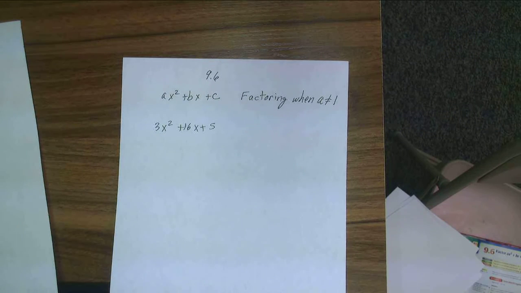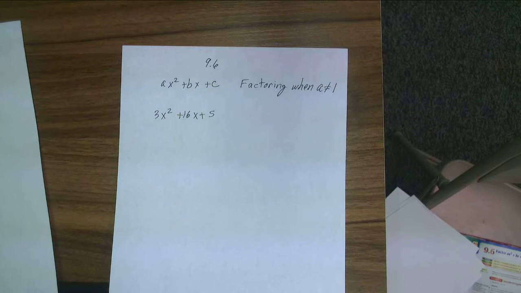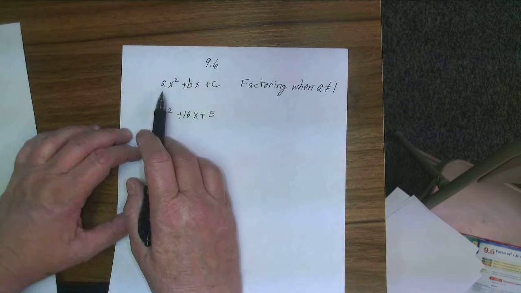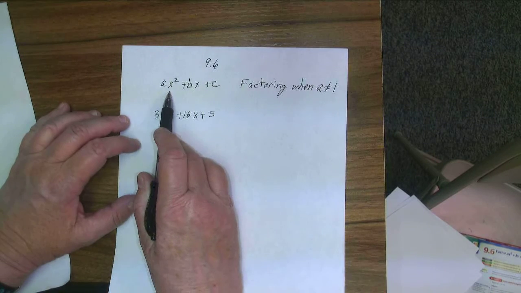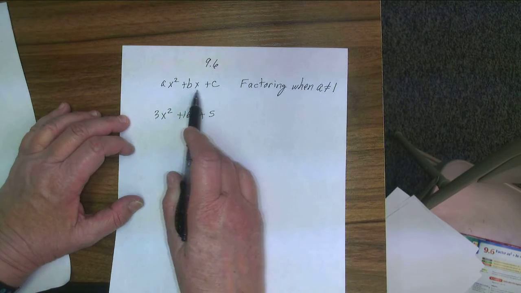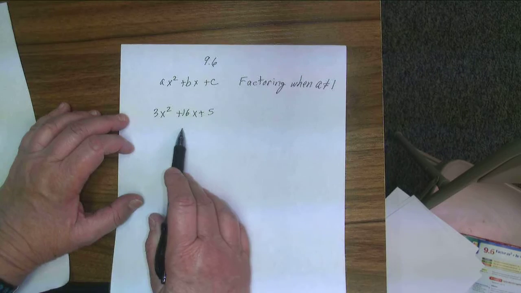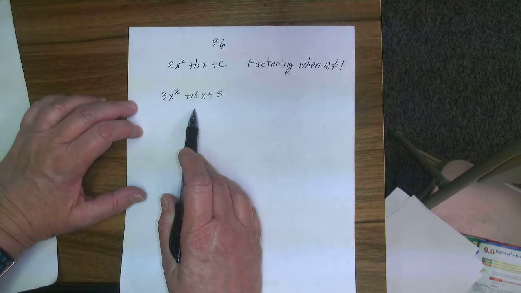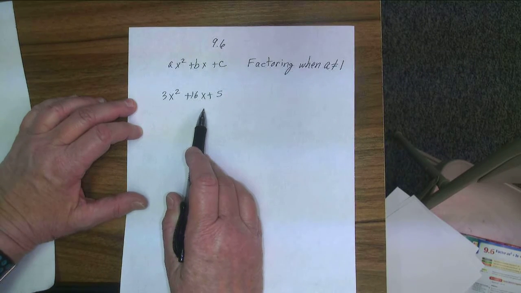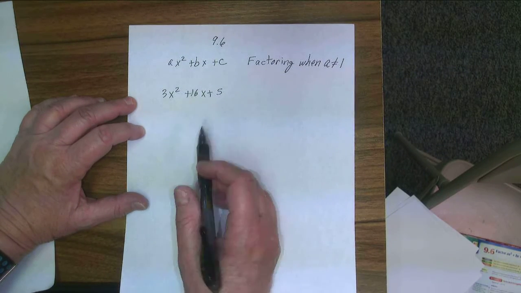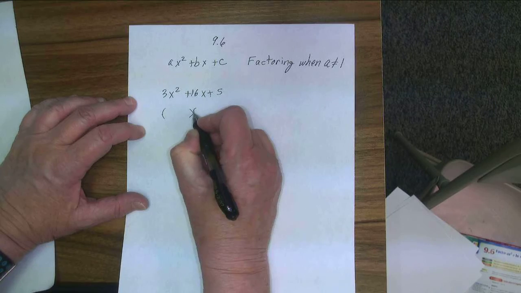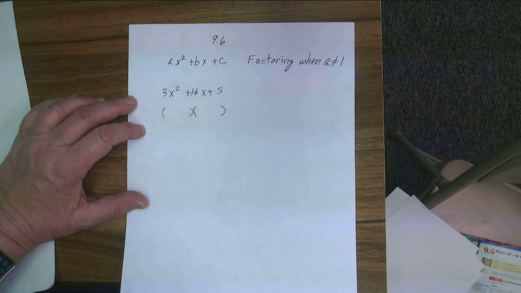Now let's look at section 9.6, factoring when a is not equal to 1. Remember, a is the coefficient on the x squared, b is the coefficient on x, c is the constant. So let's look at a problem like this. This one would be easy just to be done by what we would call trial and error. Remember, it's going to factor into two binomials.